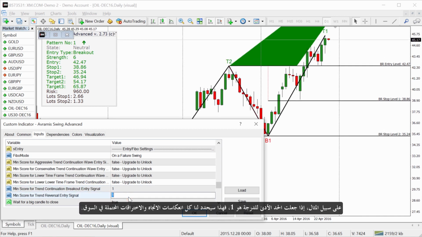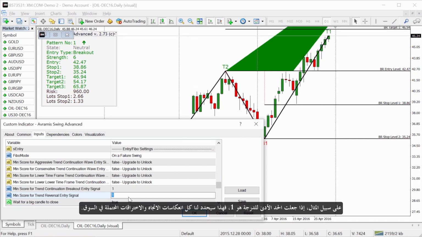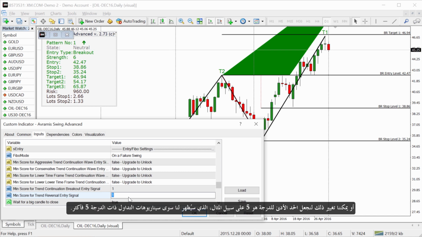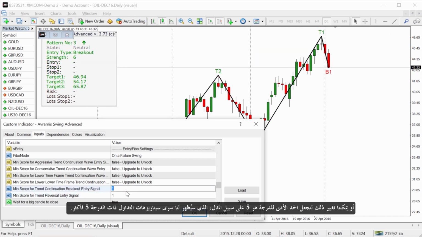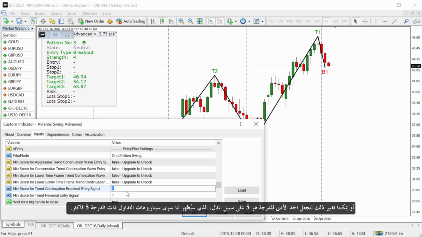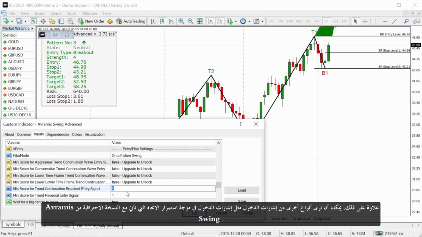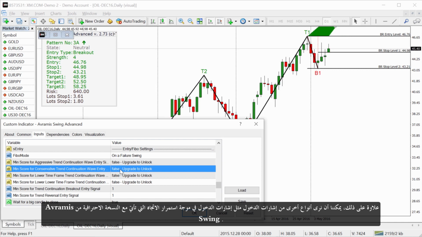For example, if I set the minimum score to 1, it will outline to us all the possible trend reversal and breakouts that are in the market. Or we could change that to a minimum score of 5, for example, where it will outline to us only the trading scenarios of a minimum score of 5 and above. Furthermore, we can see the other type of entry signals, such as the trend continuation wave entry signal that come with the pro version of the Avramis swing.